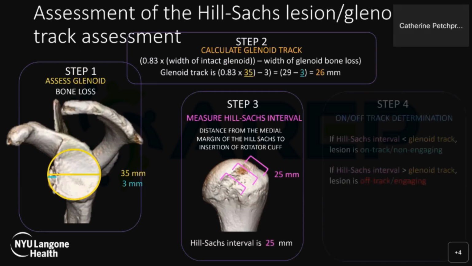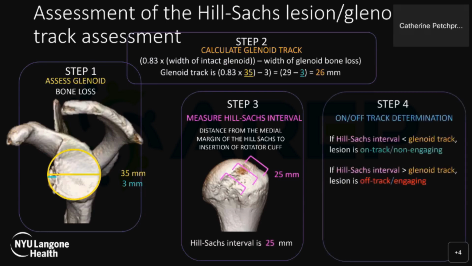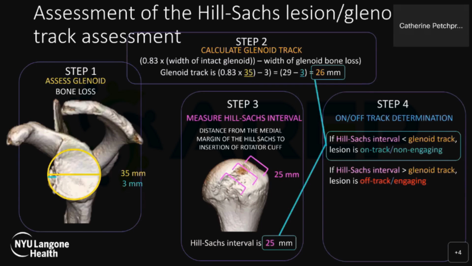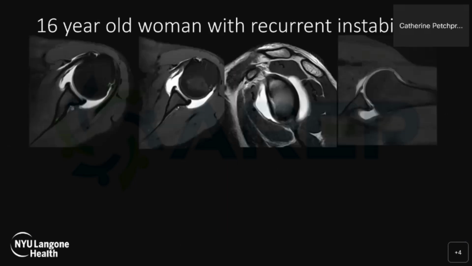If the Hill-Sachs interval is less than the glenoid track, as in this case, the lesion is considered to be an on-track or non-engaging lesion. If the Hill-Sachs interval is greater than the glenoid track, the lesion is considered to be an off-track or potentially engaging lesion. Let's take a look at a real case.